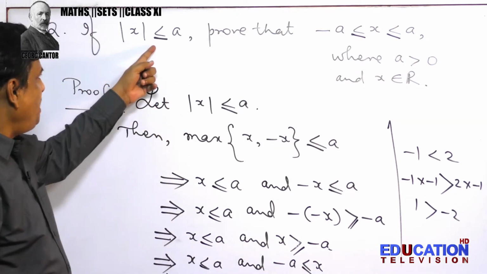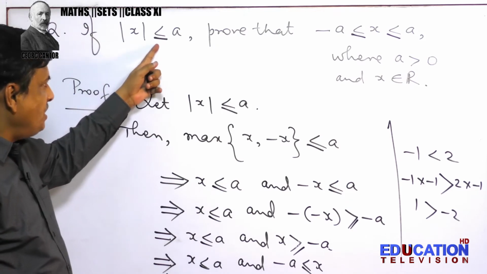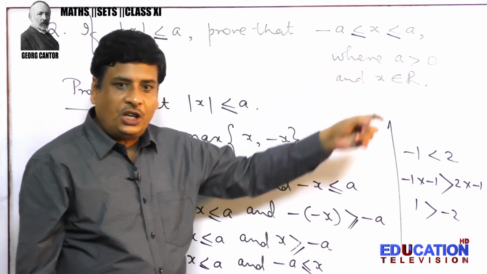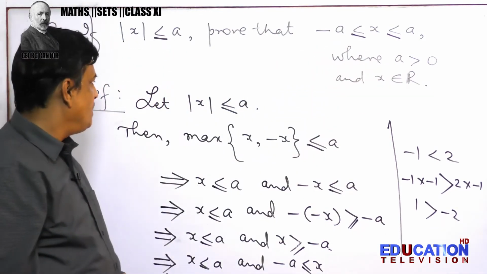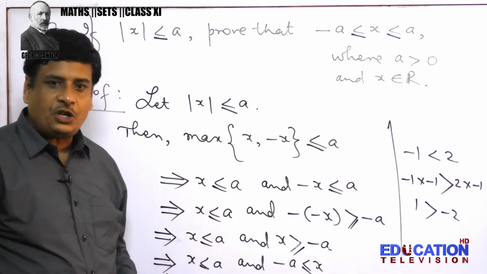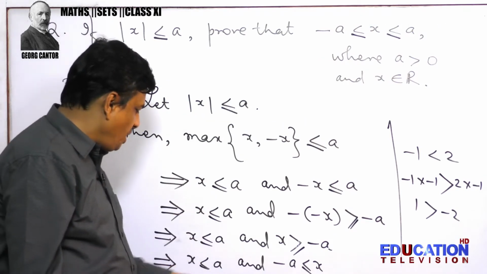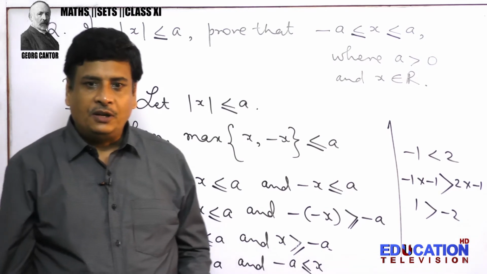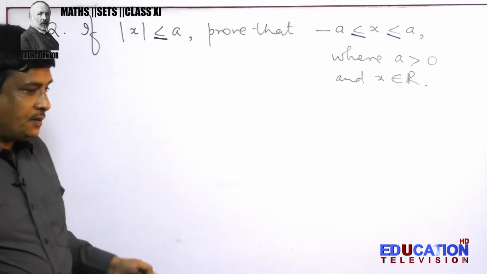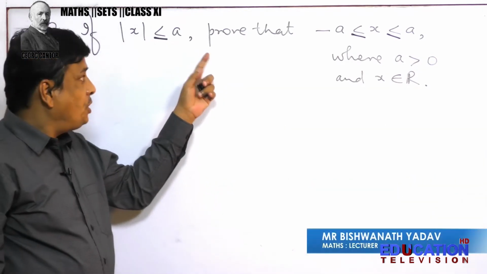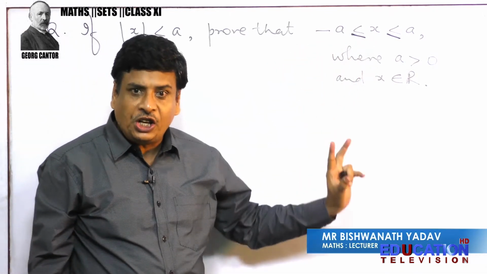So if equality occurs in the condition, in the result also equality occurs. So if modulus x is less or equal to a, then x is greater or equal to minus a, less or equal to plus a. This property can be used to remove the modulus of a real number.